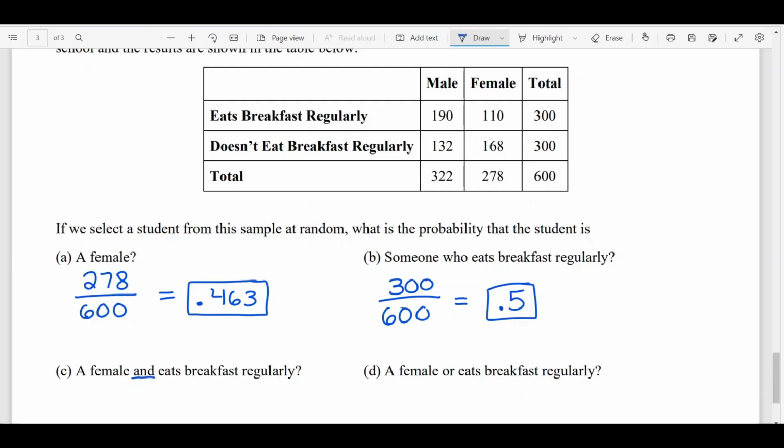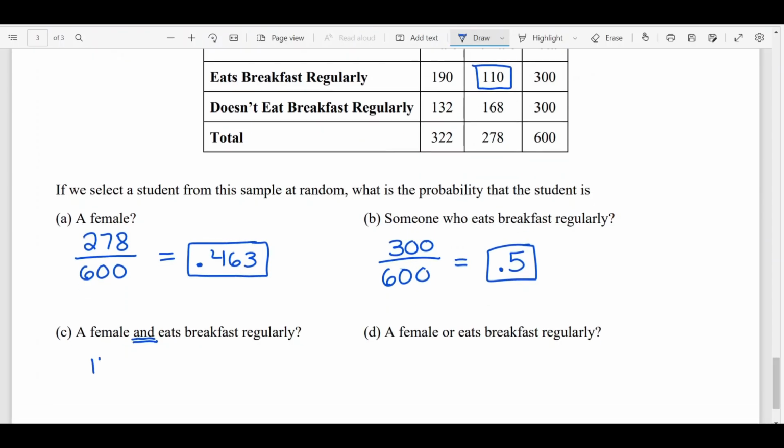Female and eats breakfast regularly. Okay. So the and is the key for part C, where they occur together. So female and eats breakfast regularly, that is going to be 110 out of the total of 600. Okay. Randomly selecting a student. So all of the students, all 600 is your sample space, that they have these 2 characteristics. There's 110 of them. So that's going to be 0.183.